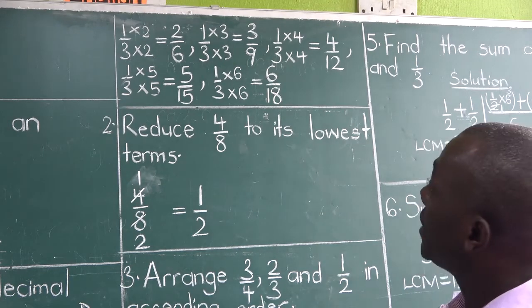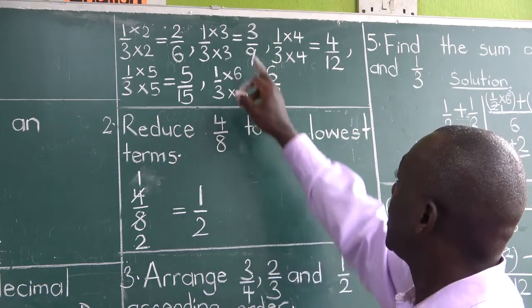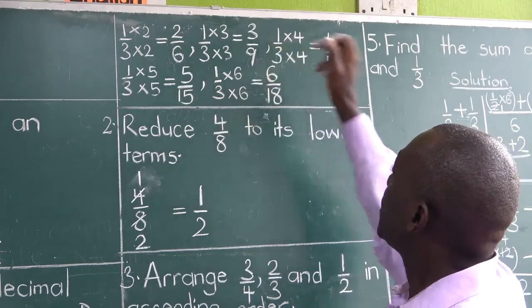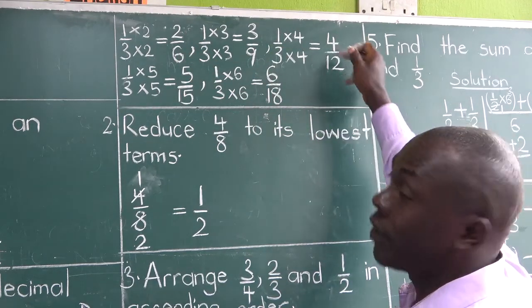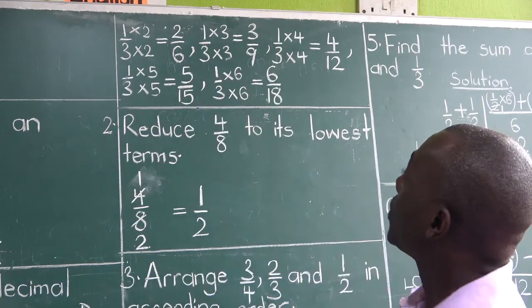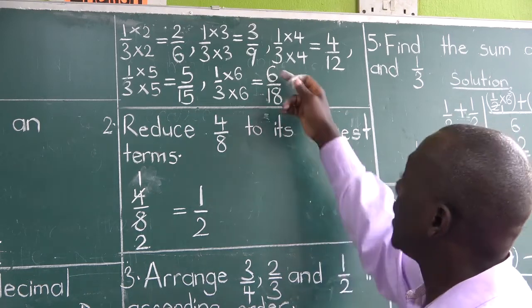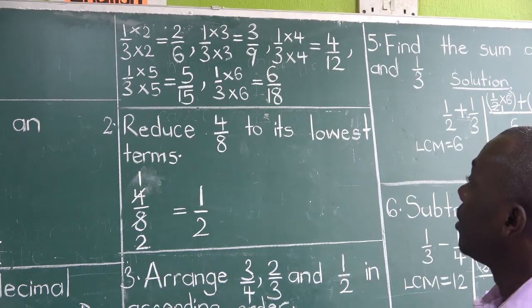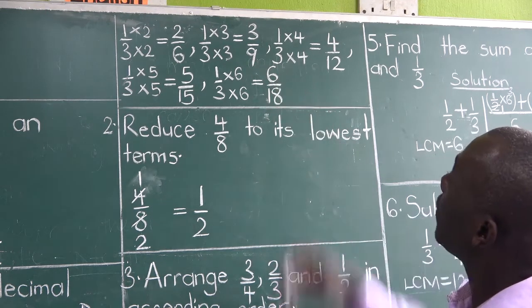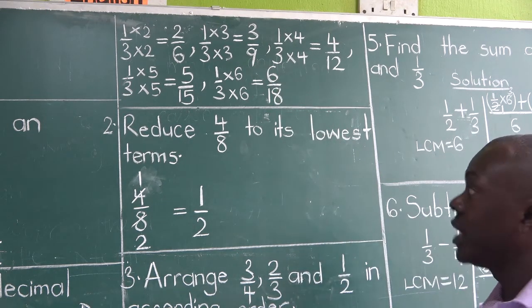Or read it normally, you say 2 out of 6, 3 out of 9, 4 out of 12, 5 out of 15, and 6 out of 18. Why are they equivalent to a third? Because when each of them is reduced, you get a third.